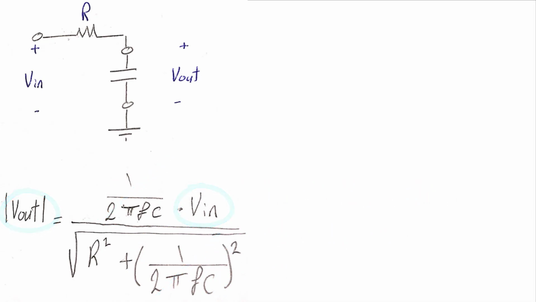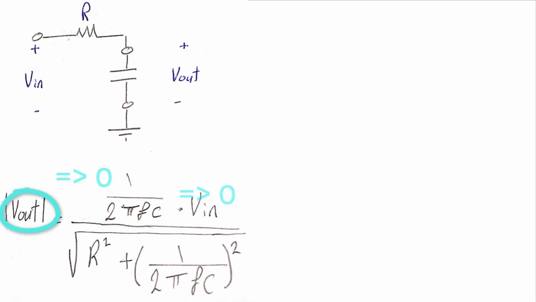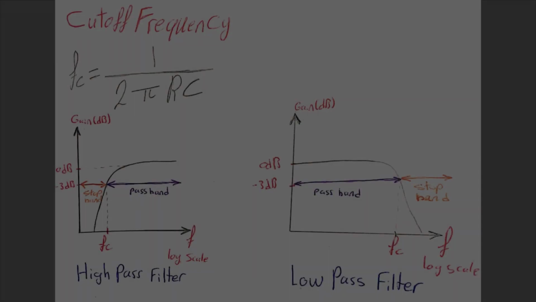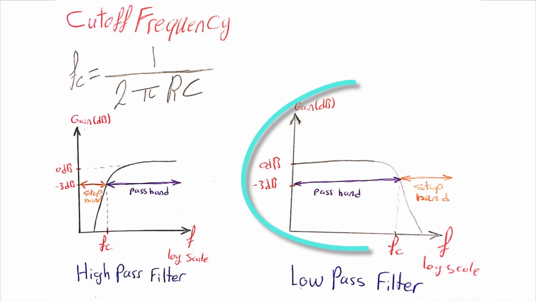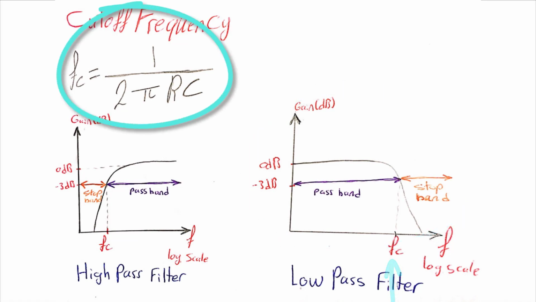On the other hand, by applying a signal with a very high frequency at the input, we can see that this term goes to zero, which will lead the output voltage to go to zero as well. Okay, so now it's possible to draw the frequency response of this filter, and here it is. The cutoff frequency can be determined the same way as previously.